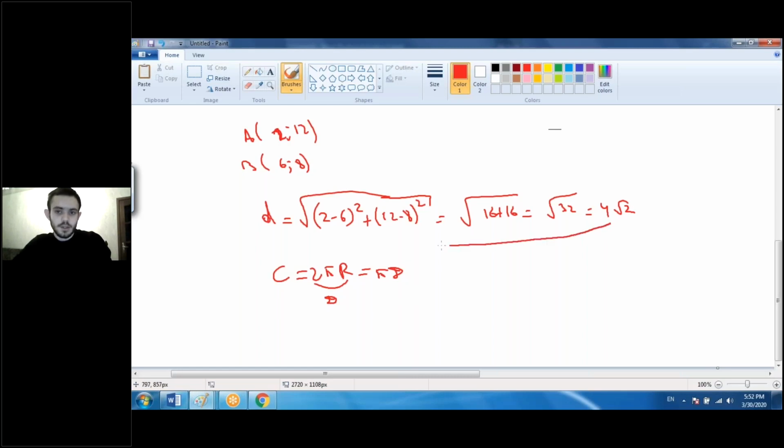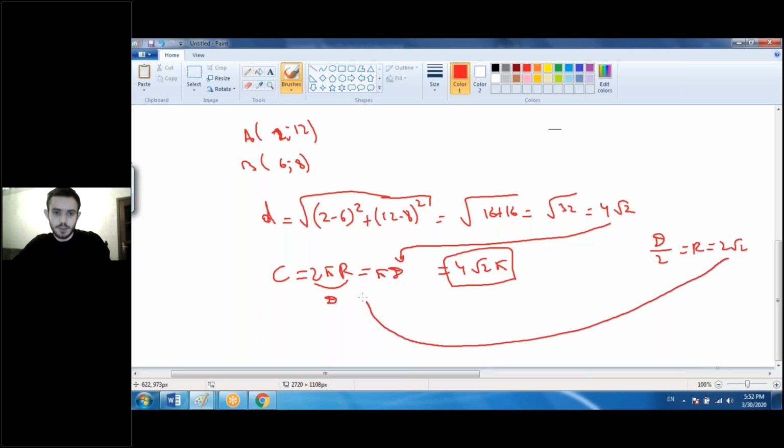You can either simply put it here, and you will have 4 root of 2 pi as your answer, or divide the diameter by 2 and get the radius, 2 root of 2, and substitute it here. You'll get 2 times pi times 2 root of 2. The answer will still remain the same, 4 root of 2 pi.